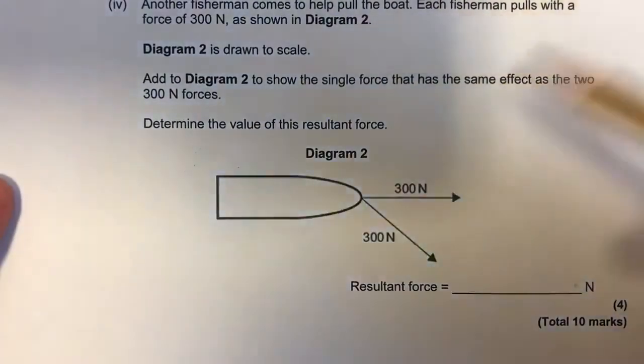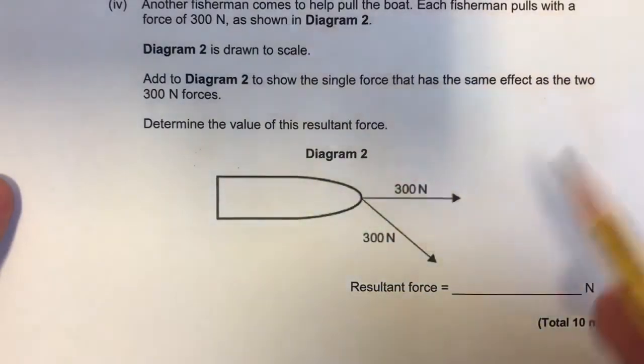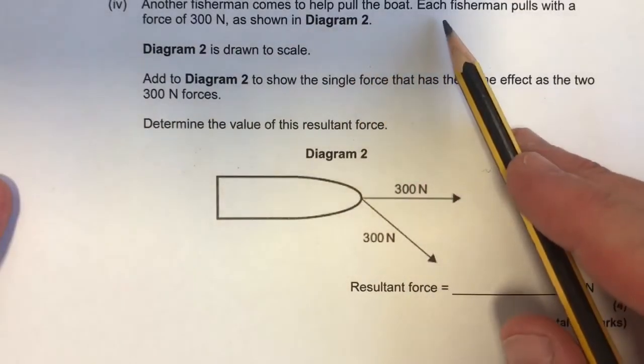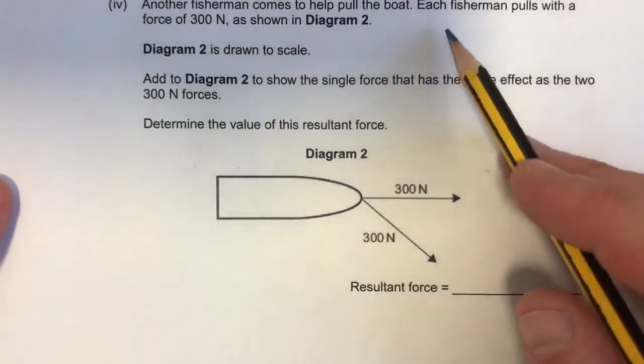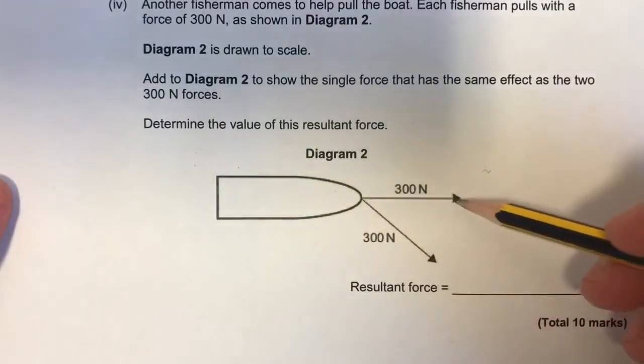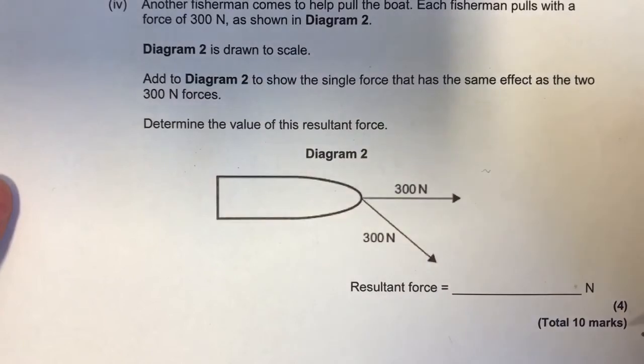So in this question, we're looking down on a boat, and we're told that a fisherman comes along to help pull the boat. So we've got two fishermen. Each fisherman pulls with a force of 300 newtons. So these two vectors represent the two fishermen who are pulling on the boat in slightly different directions.